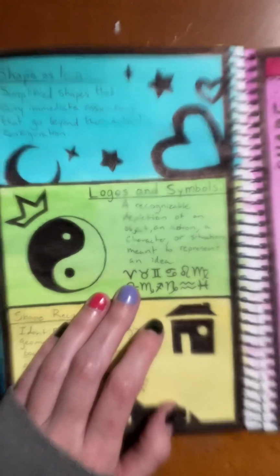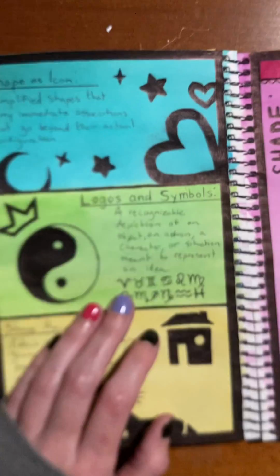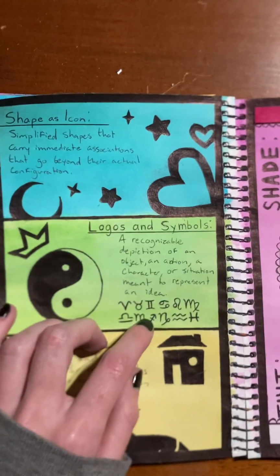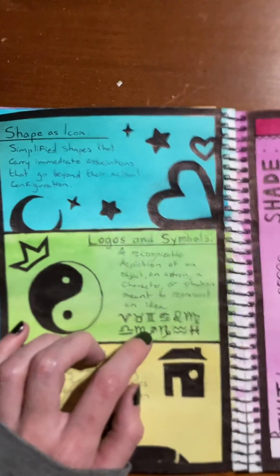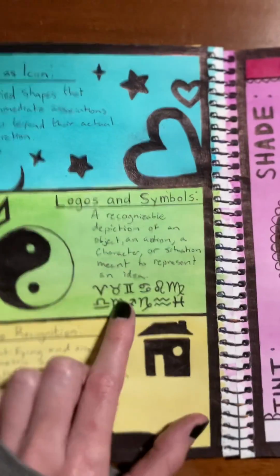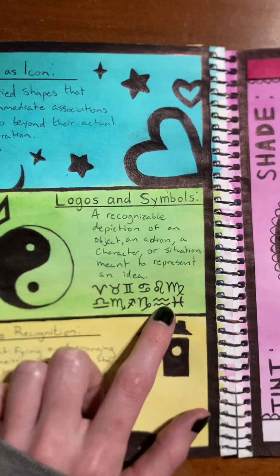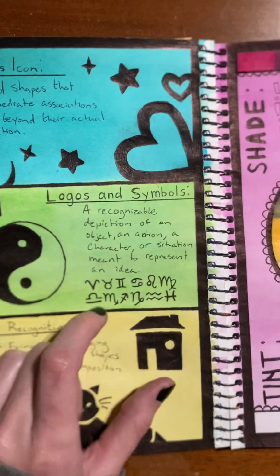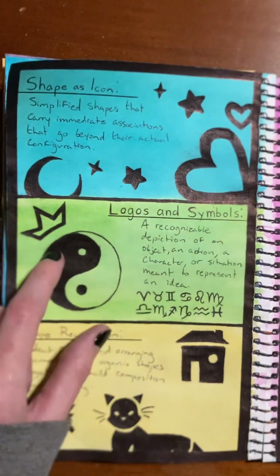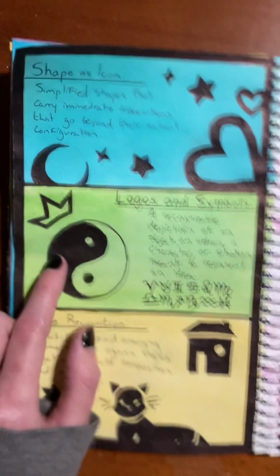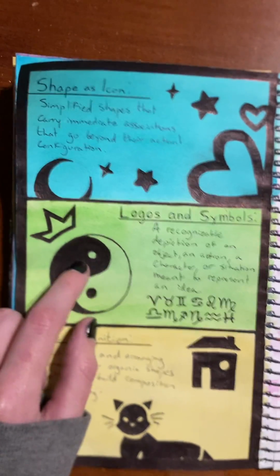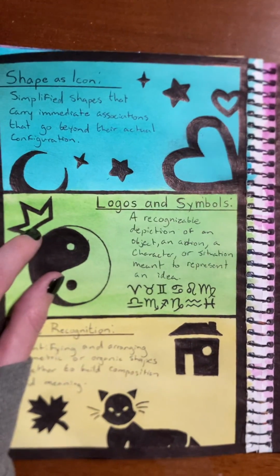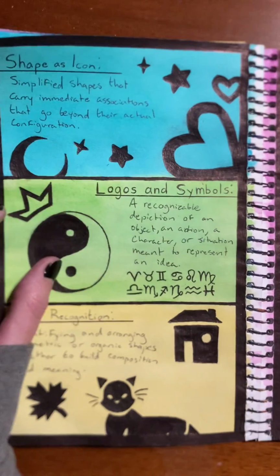They are a recognizable depiction of an object, an action, a character, or situation meant to represent an idea. And for logos, usually the first thing that comes to mind are like company brands, but I tried to use the astrological signs of the zodiac. They're all kind of like logos for their respective sign. And then a pretty famous symbol is yin and yang, meant to represent light in the dark or darkness in light. And then I also added a crown to be like a symbol of nobility or royalty.